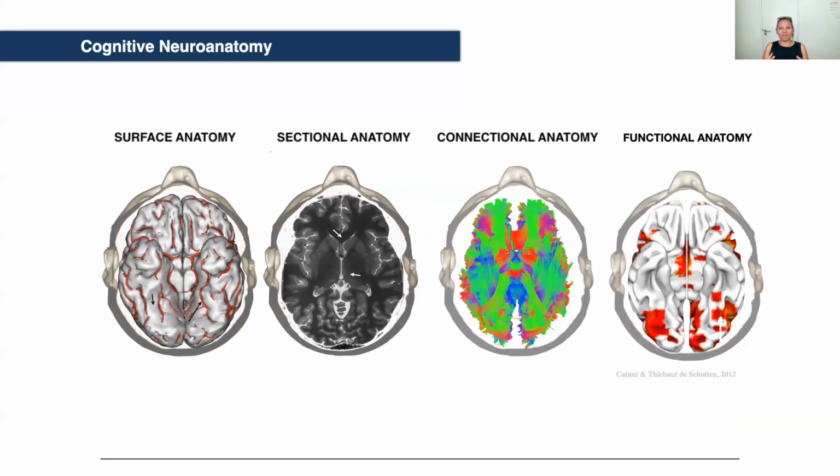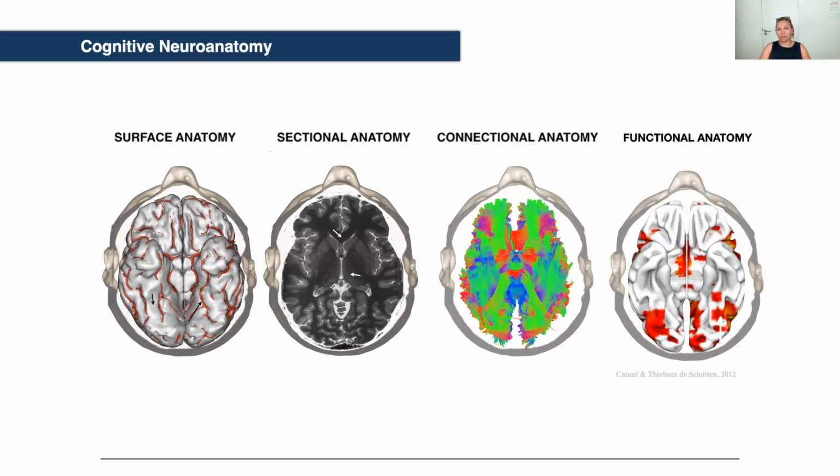Look at the brain, there are many ways we look at the brain and study its structure and its function, and that includes looking at the surface of the gyri and the sulci. We can slice through the brain and look at the sectional anatomy. We can look at connections between areas, the connectional anatomy, and obviously we can look at functional activations and look at the functional anatomy.